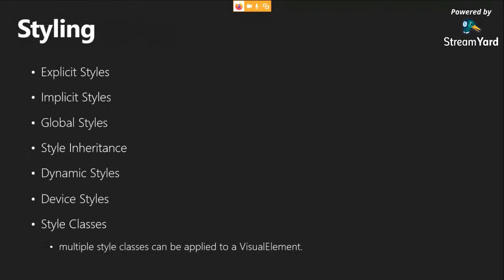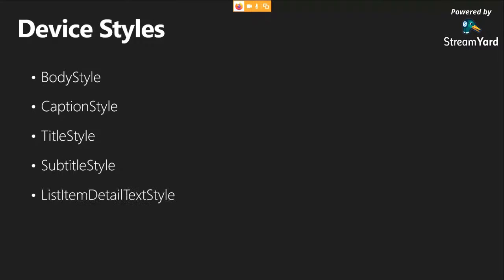And regarding the device styles which I mentioned, so these are the device styles. So one is the body style, caption style, title style, subtitle style, list item detail text style, and list item text style. So these are built-in styles that are available in Xamarin Forms.